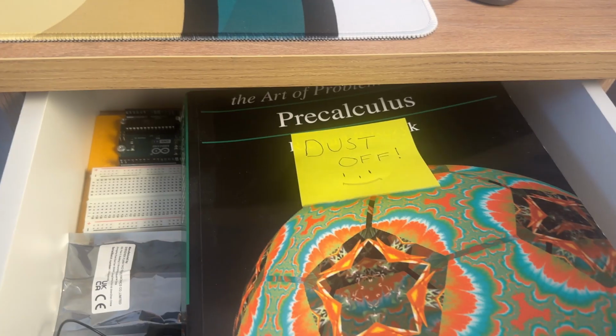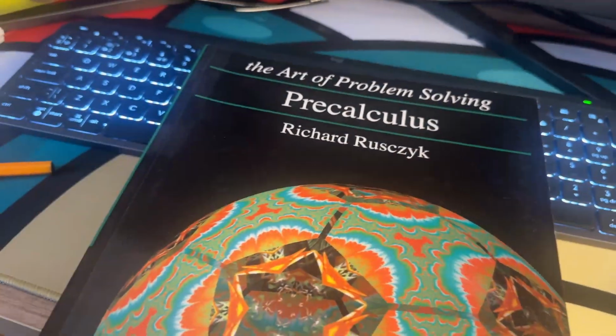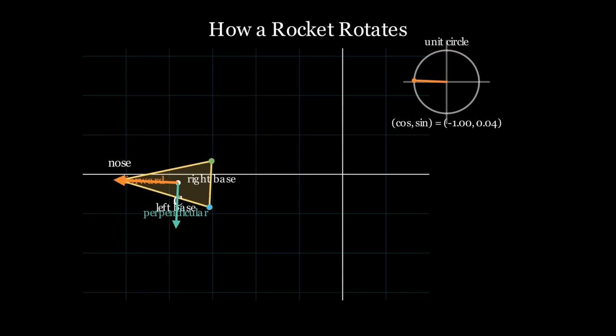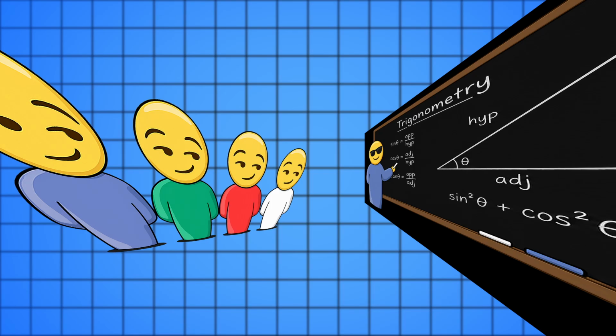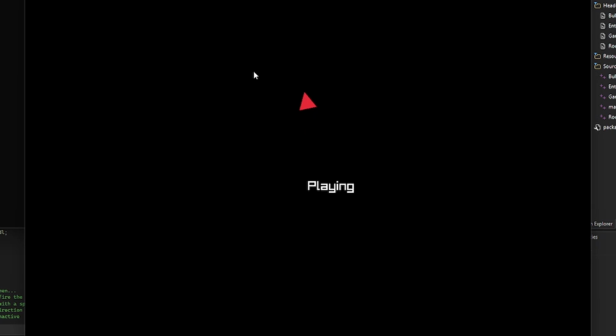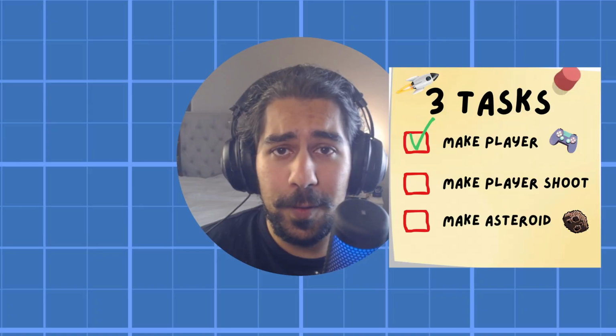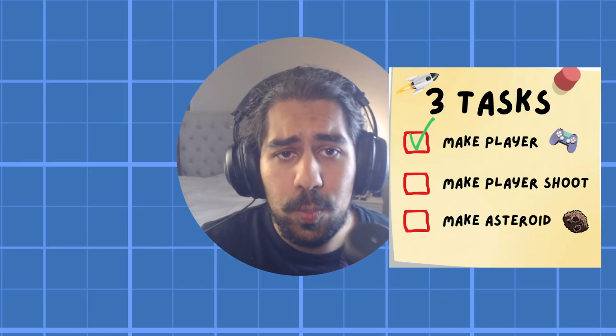So I had to dust off an old math textbook just to figure this out. And I realized that getting a player to rotate, it's just all trigonometry. I remember being in high school laughing about never having to use it. But finally, after some calculations, after implementing some formulas, I managed to get the rocket to rotate. So the player moves. We can now tick off the player move. 2 tasks left.